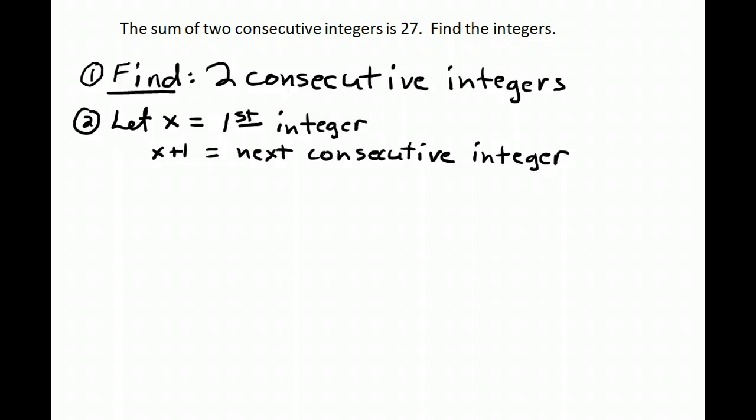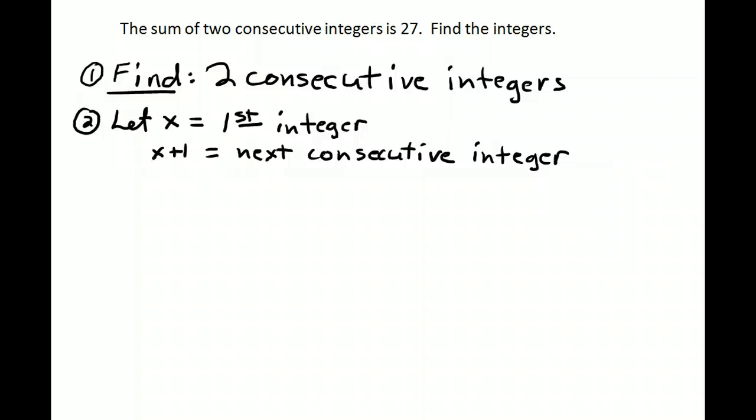Okay, here's our problem. The sum of two consecutive integers is 27. Find the integers. Now I put down my find statement for step 1, find two consecutive integers. Now from what we just previously talked about, I know that my let statements would be let x equal the first integer, and then x plus 1 would be the next consecutive integer. Notice I did not put the word let down again. You only need the word let when you're introducing a new variable. I did not introduce a new variable, and if x is the first integer, x plus 1 will be, I don't have to say let it be, it will be the next consecutive integer.